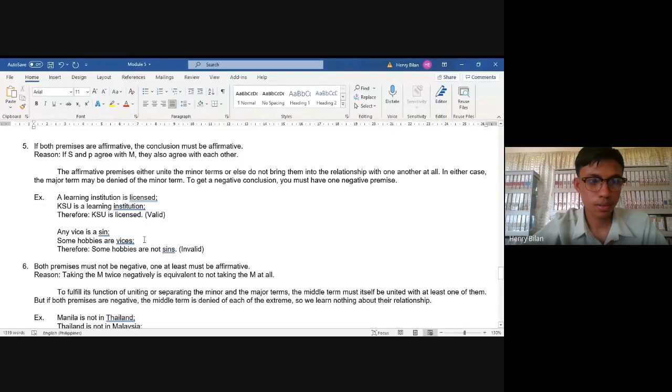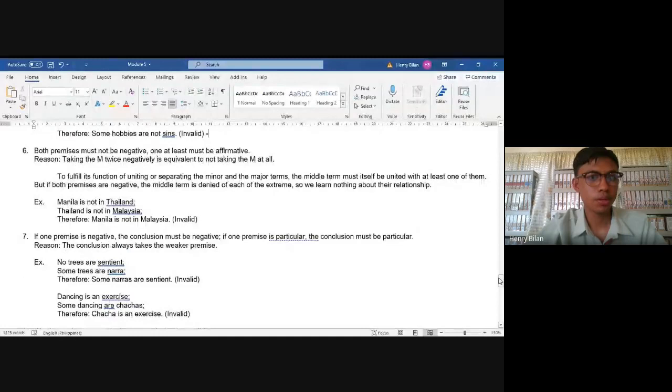Ito yung halimbawa natin dito sa baba. Any vice is a sin. Some hobbies are vices. Therefore, some hobbies are not sins. Parehong positive ito. Positive. Pero biglang naging negative. Saan nanggaling yung negative? Pero positive naman dito. So, it is invalid. Ganun lang. So, always remember na kapag plus dyan, plus din dito, plus din dito. Kapag naging negative na siya dito, invalid na siya. Okay? That's number 5.